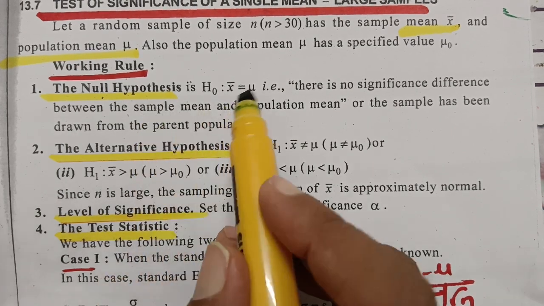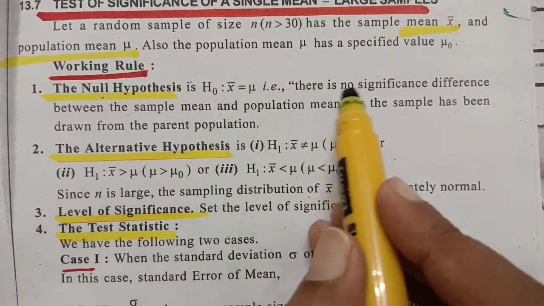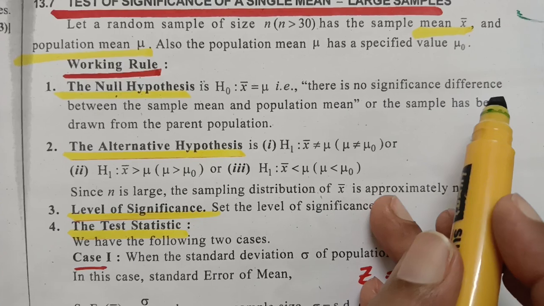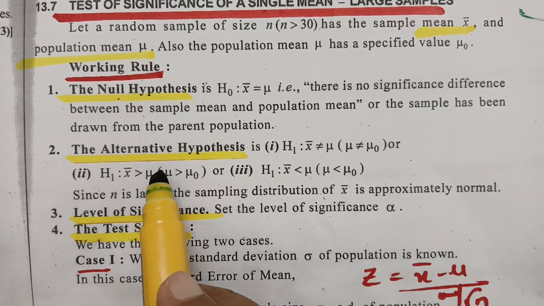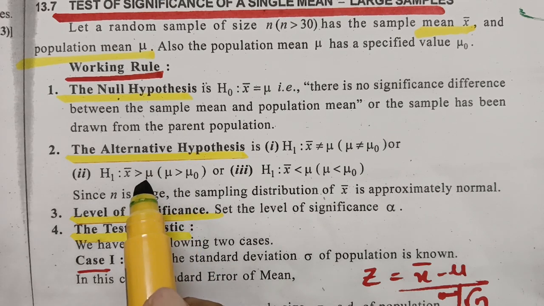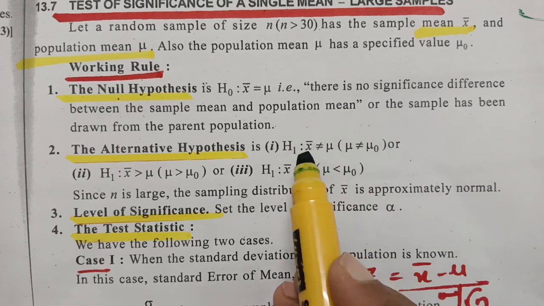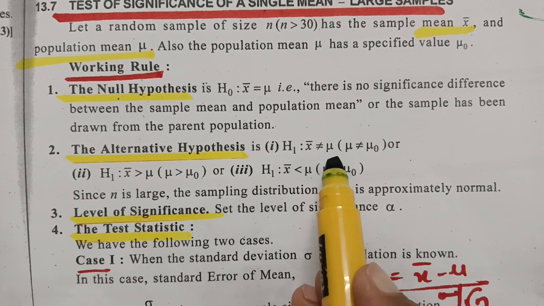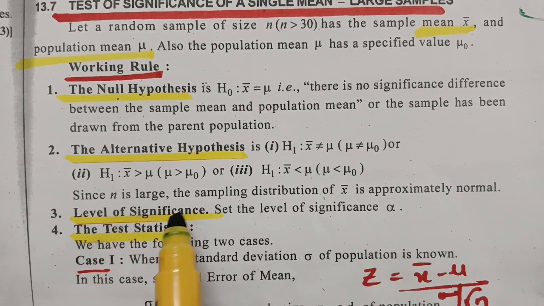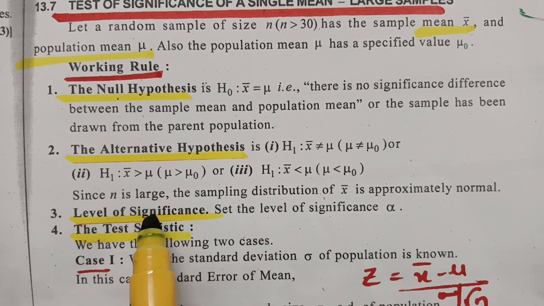Null hypothesis means x bar is equal to mu: there is no significant difference between the sample mean and the population mean. Alternate hypothesis is the alternate statement, that there is a significant difference between the sample mean and the population mean. The next one is level of significance. We have to take this from the problem, whether it is 1%, 99%, 95%, or 5%. So we have to select it from the problem. If it is not mentioned, please take a 5% level of significance.